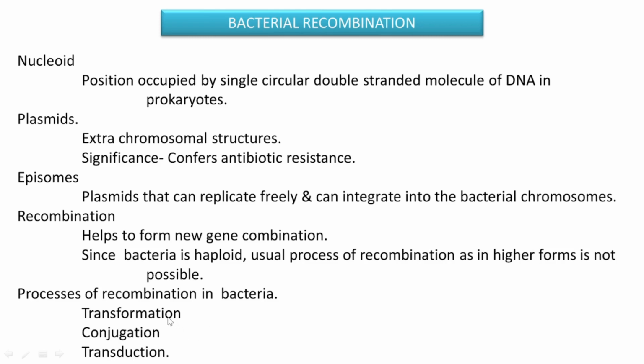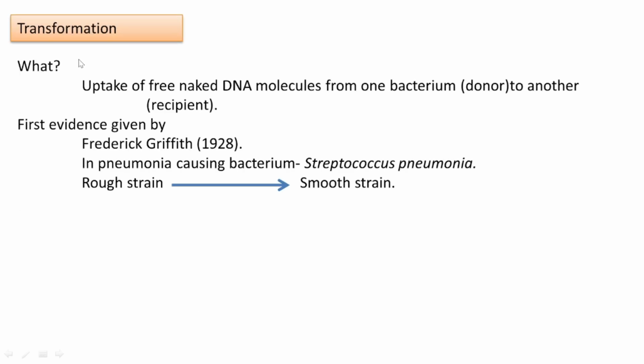First, we can learn about transformation. What is transformation? It is the uptake of free naked DNA molecules from one bacterium to another bacterium. The bacterium that is donating the DNA molecule is called a donor, and the one that is receiving is called a recipient. And who gave the evidence for this process for the first time? That is Frederick Griffith in 1928, in the pneumonia-causing bacterium Streptococcus pneumoniae.